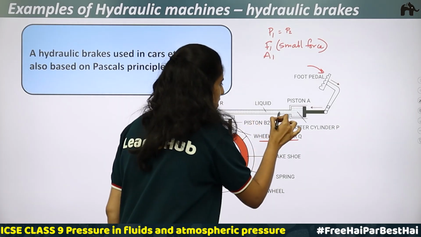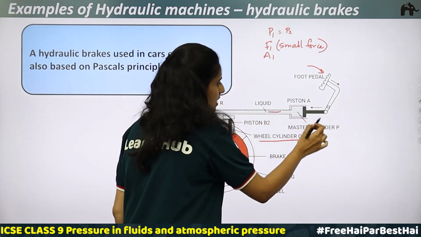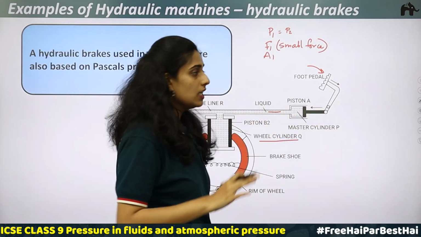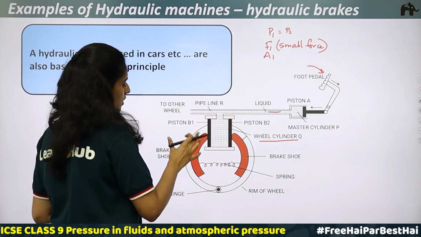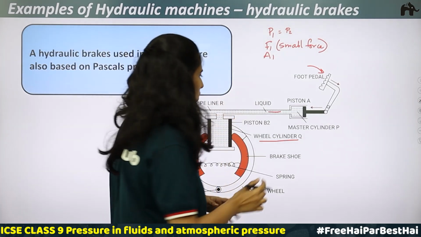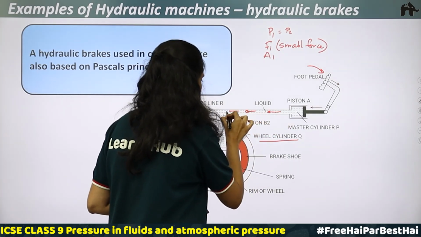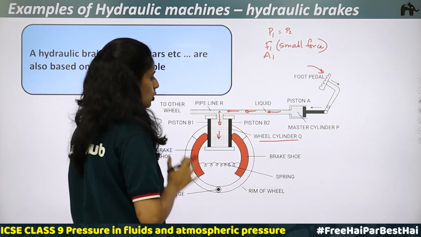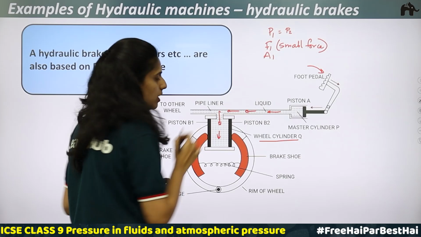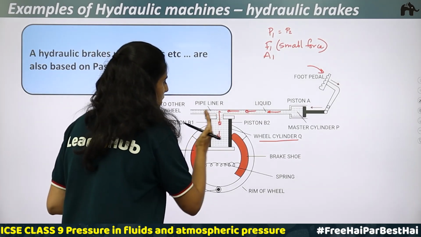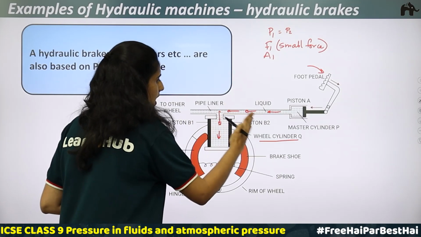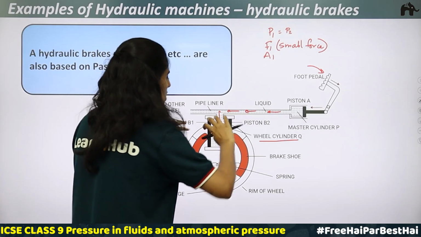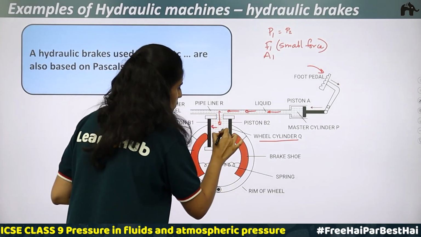Then the liquid in the master cylinder P, whose area of cross section is small compared to the area of cross section of the wheel cylinder Q, starts to flow and reaches the wheel cylinder Q. When it reaches the wheel cylinder Q, you can see two pistons B1 and B2. Now force is being applied on pistons B1 and B2. Here the area is larger. When area increases, force increases. Due to this force, what happens? It moves outward.